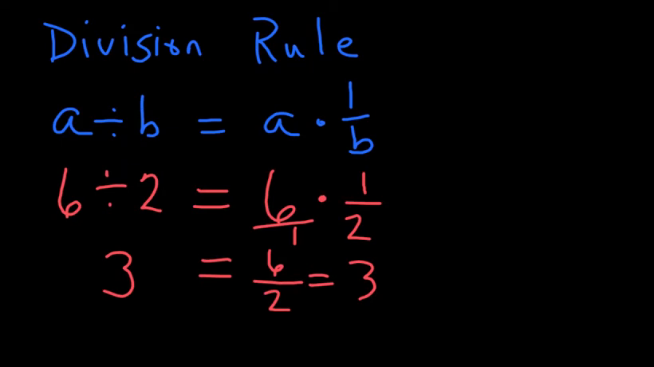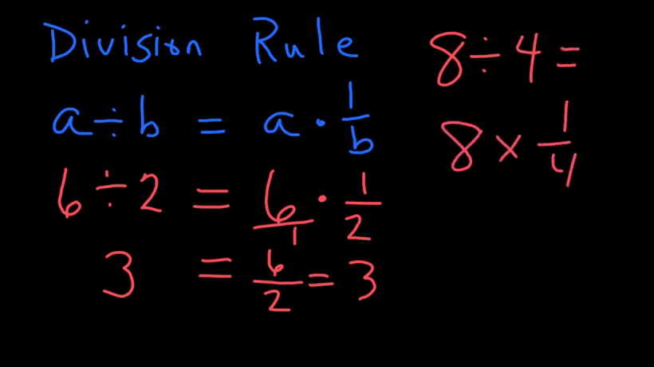So if you had 8 divided by 4, that's the same as 8 times 1/4. Both of those give you 2. So dividing by 4 and multiplying by 1/4 are the same. You've seen this rule before. When you were taught to divide fractions, you were taught to flip the second one and multiply. What you were really doing was multiplying by the reciprocal or the multiplicative inverse.